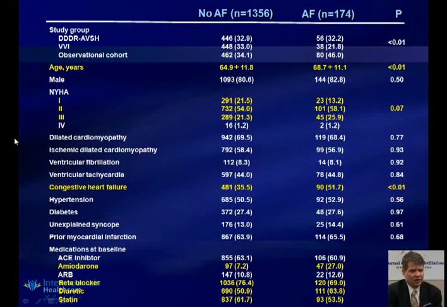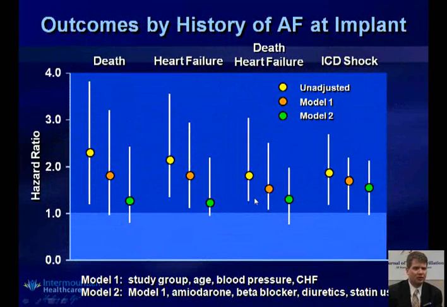This slide shows the demographics of those that had atrial fibrillation or history of atrial fibrillation at the time of implant and those that did not. They were randomized to similar pacing schemes. The patients that had atrial fibrillation were older. They tended to have a little bit higher rates of more advanced heart failure. And they had more often a history of congestive heart failure. And as expected, they were more often on antiarrhythmics and medications for their heart failure. But other markers appeared to be similar.